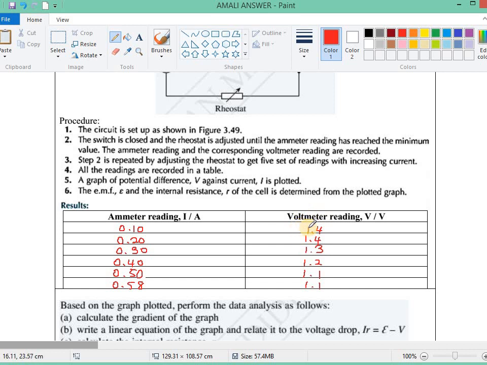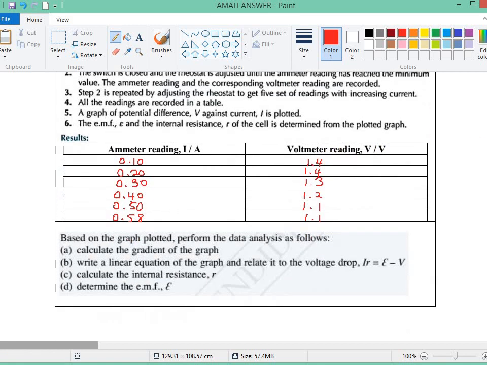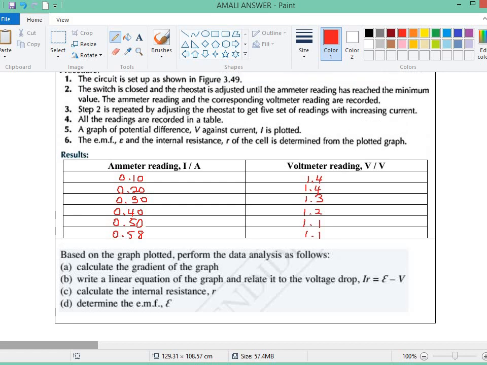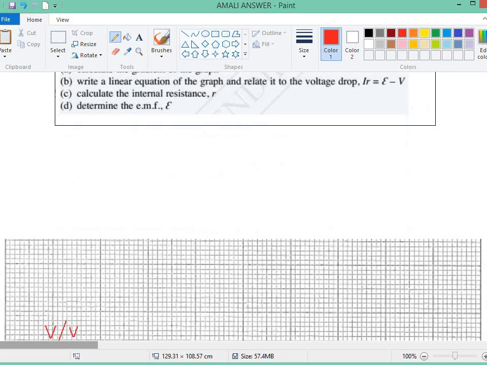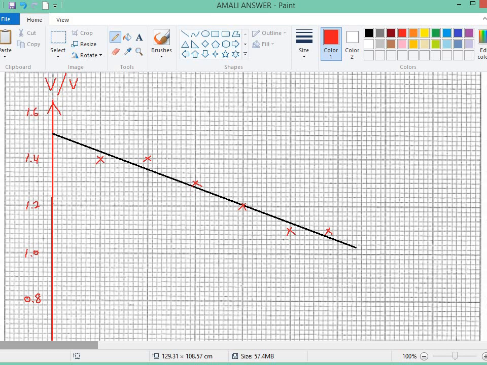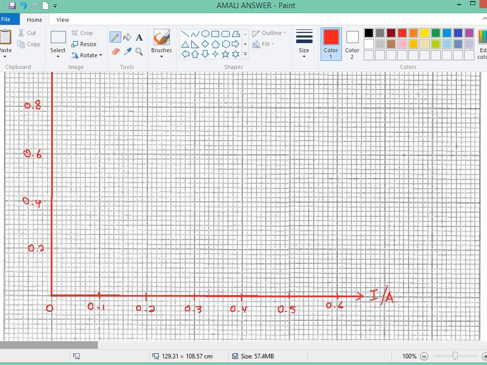This is the voltmeter reading. Of course, the same thing. The decimal place must follow the measuring instrument, that means it must follow the voltmeter. The voltmeter that we use can measure the smallest of 0.1 volt. After that, based on the data, you plot the graph. So this is the graph that I plot.